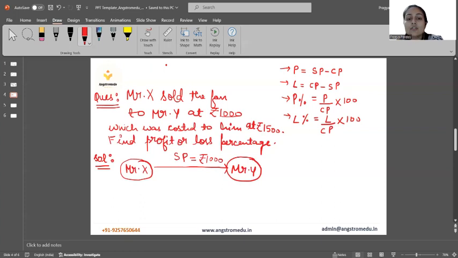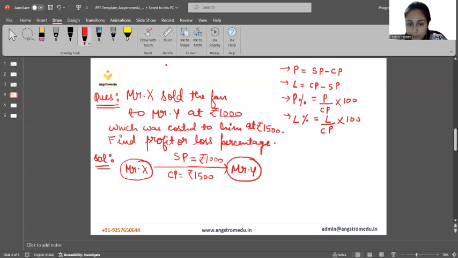And they are saying that which was costed to him at rupees 1500, means the cost was 1500. All right. So they're asking us to find out the profit percentage or loss percentage because we don't know the condition of profit or loss. It is not clear to us. So first we have to figure out whether he has gained something or he has lost, right? We will be able to find this very easily by just comparing the numbers 1000 and 1500.